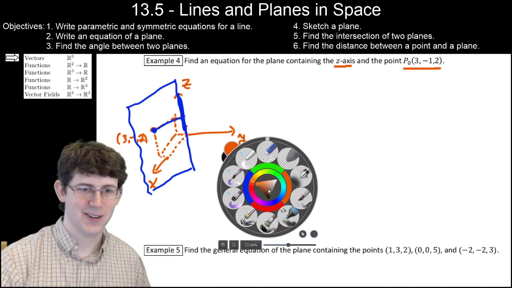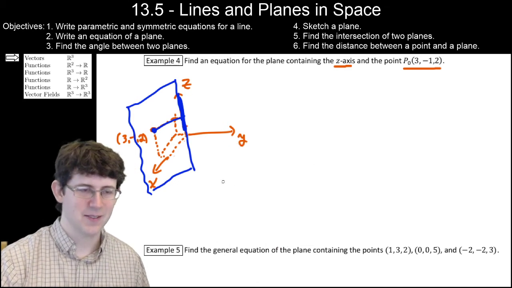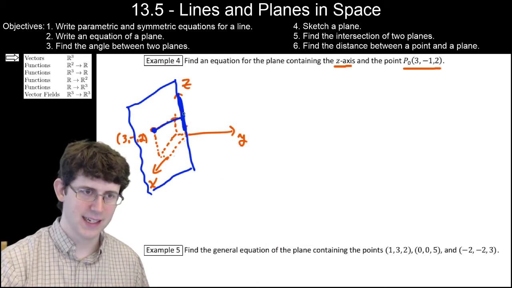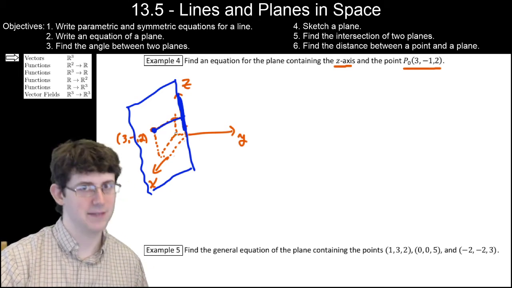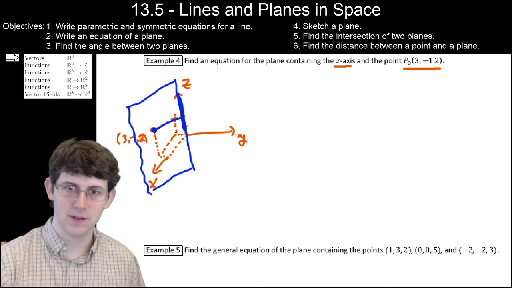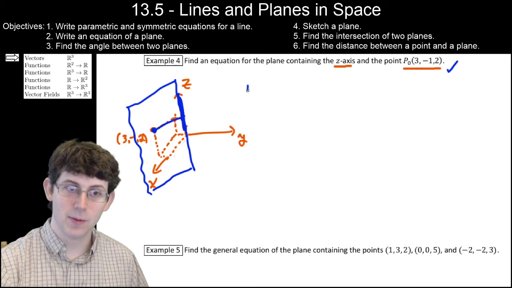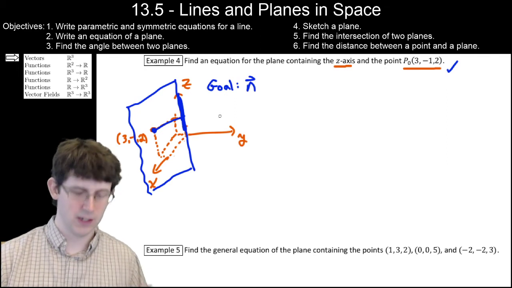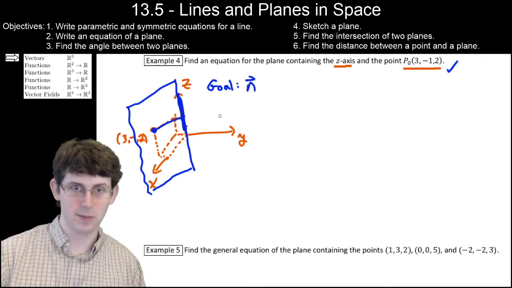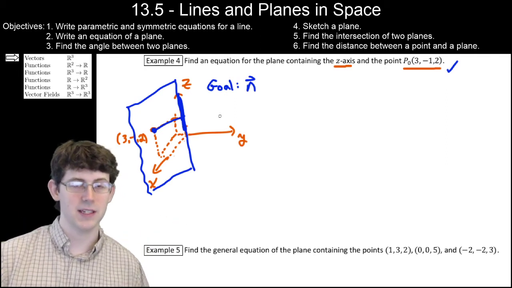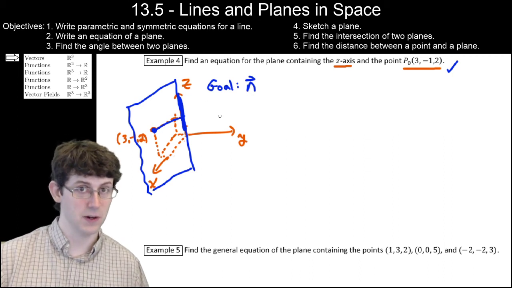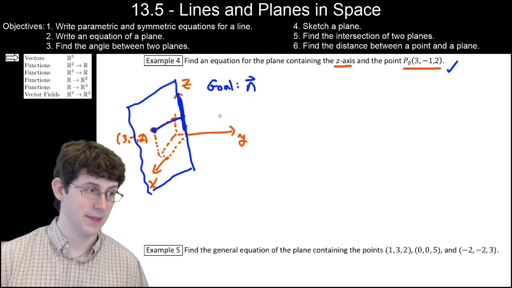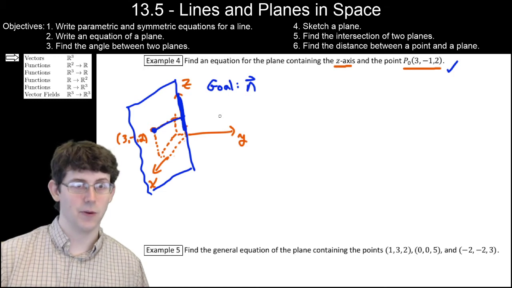So how do we do this? We need to say, okay, to get an equation of a plane, we need to find a base point, which we've already got, and then we need to find a normal vector. If you can find a normal vector to the plane, then you can just drop everything into the form of a plane and you're done. So this is your goal. If the question doesn't give you a normal vector, then you have to find one. How do you find a normal vector?